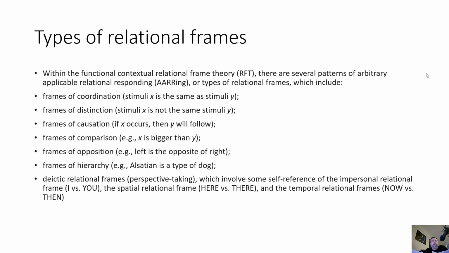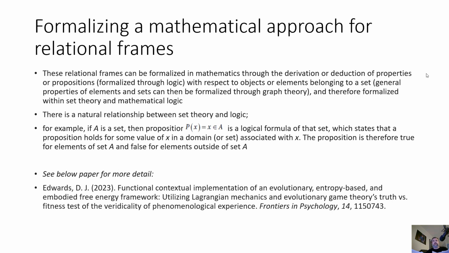frames of coordination, stimuli X the same as stimuli Y, frames of distinction, stimuli X is not the same as Y, frames of causality, if X occurs, then Y will follow, frames of comparison, X is bigger than Y, frames of opposition, left is opposite to right, frames of hierarchy, Alsatian is a type of dog, and the deictic relations as perspective taking, which involves some self-reference: the interpersonal relational frame, I versus you, the spatial relational frame, here versus there, and the temporal relational frame, which is now versus then. So these are the basic RFT types of frames that you get within RFT.